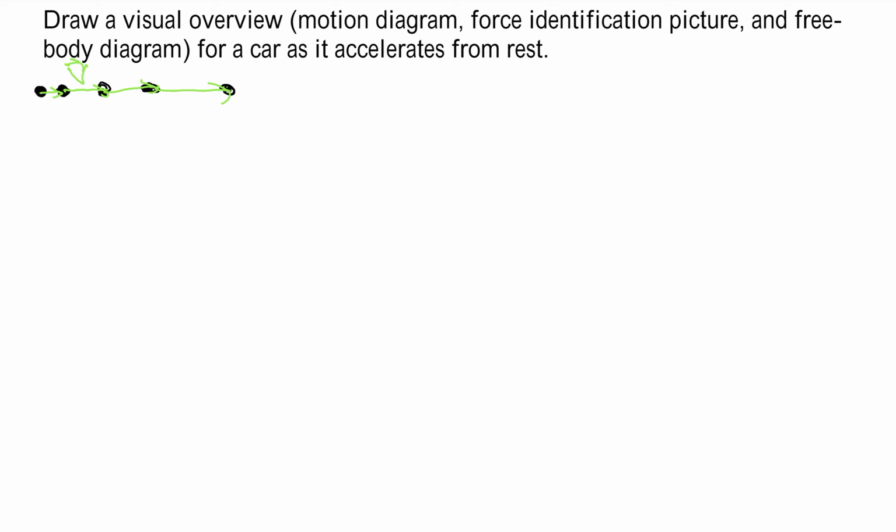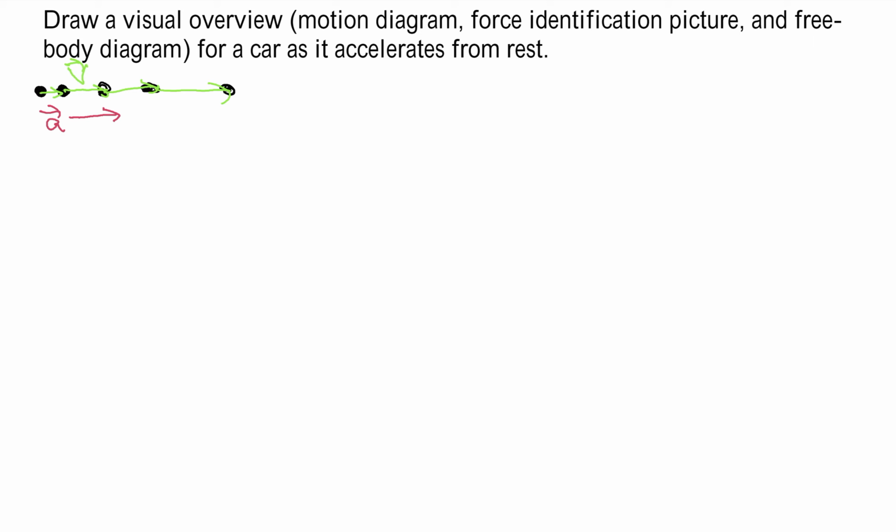And then this would indicate that we have an acceleration going on as well. In what direction? My acceleration vector would be in the same direction as the velocity in order for us to be speeding up. Isn't that putting in a force identification? No, this is just the motion diagram.